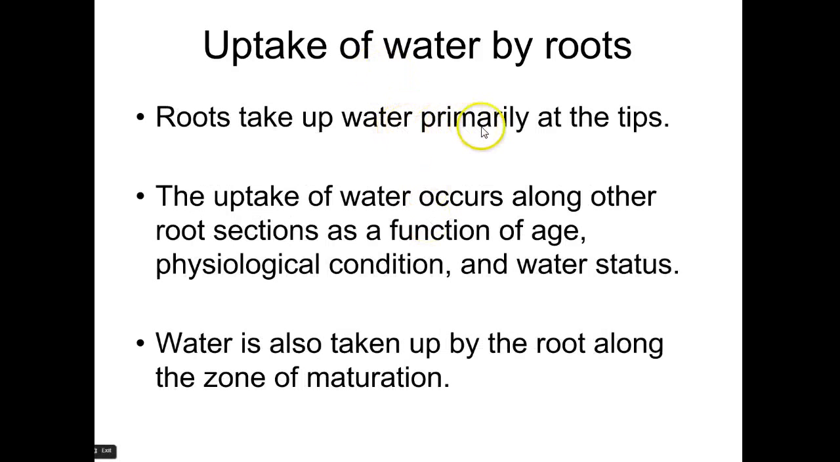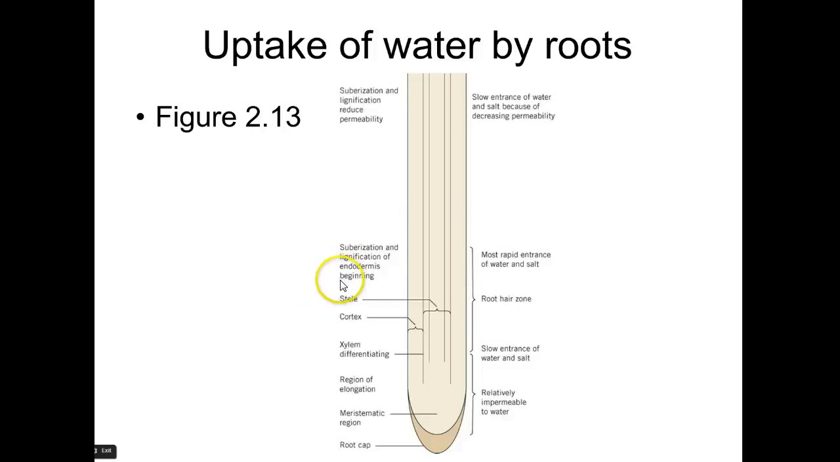Uptake of water is primarily at the tips of roots, where they're very thin. And it's in this zone called the zone of maturation, which is a cross-section of basically a root. And you can see where most of the root takes up water. So here is what they call the zone of maturation. And it's not drawn here, but this is where a lot of the root hairs would be. What's the purpose of a root hair? Increase surface area, uptake more water.